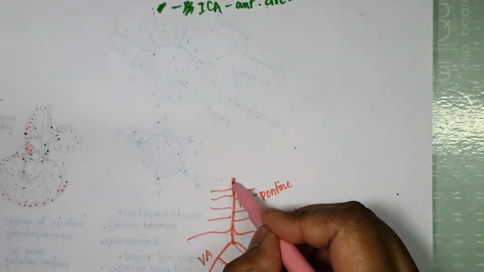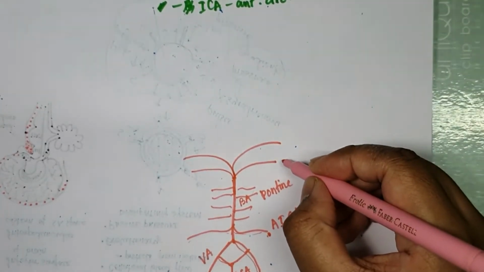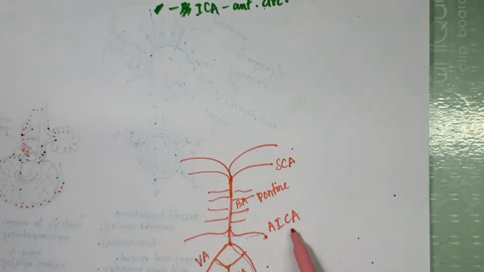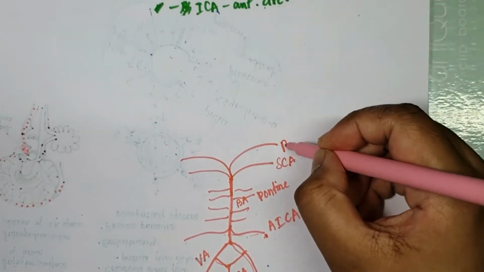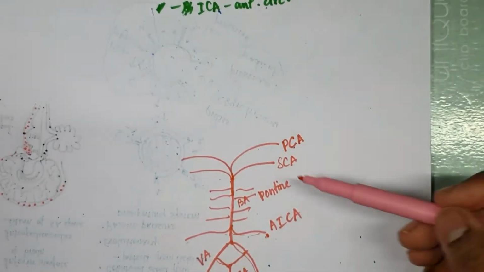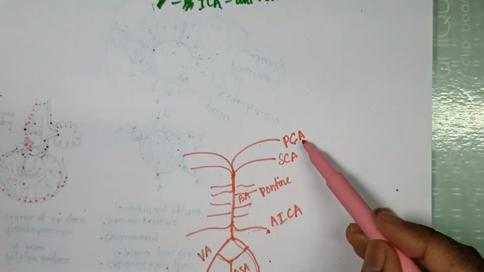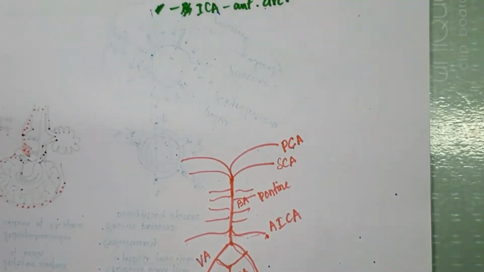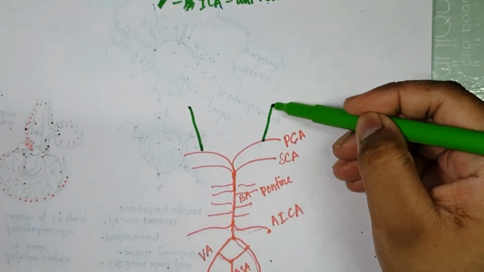Now as it goes up, it gives out two more branches. This is the superior cerebellar artery. We saw an anterior inferior cerebellar artery here. This is a superior cerebellar artery. And this here is the posterior cerebral artery. Okay, don't get confused. These are cerebellar arteries. This is the posterior cerebral artery. Okay, next we have the posterior communicating artery.